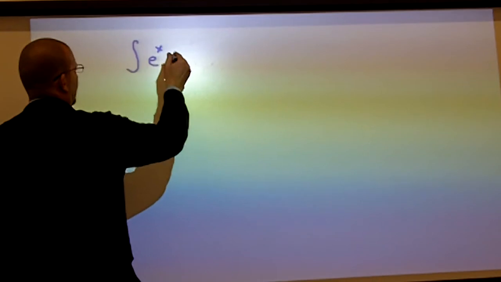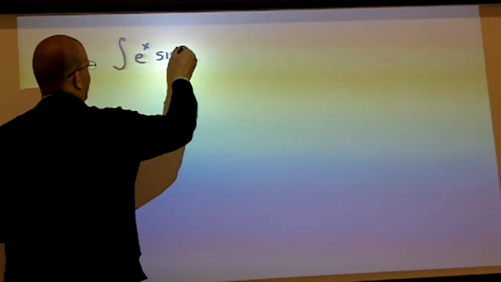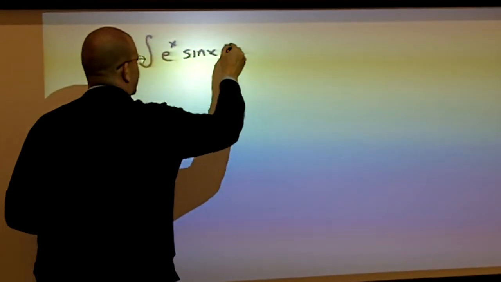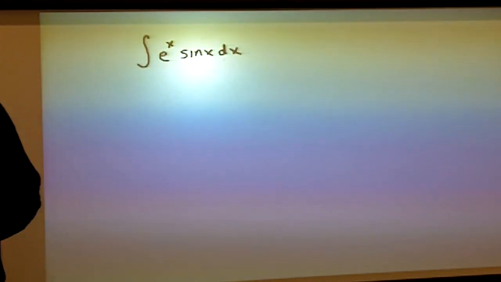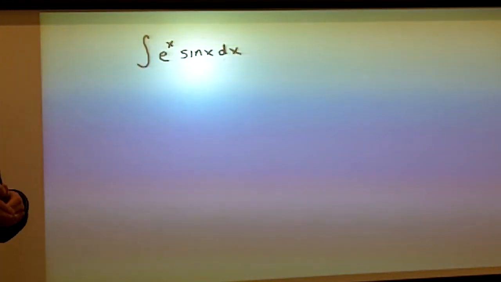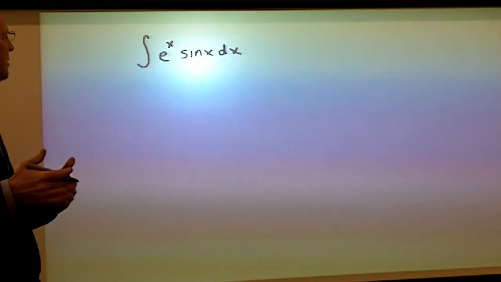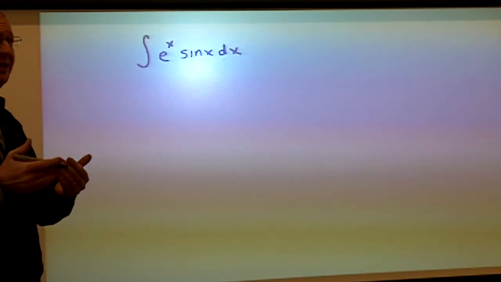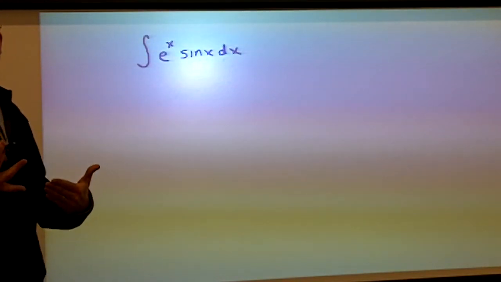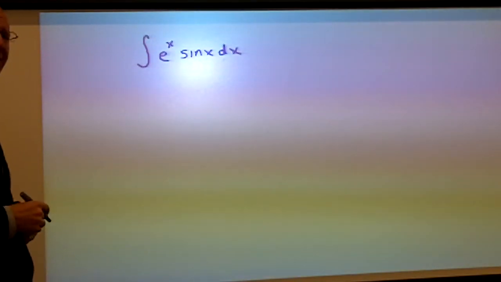Here we go. So we're going to go e to the x sine x dx. Now what makes this problem a little tricky is that we have to do the u-substitution, and then we're actually going to solve this without ever really solving it. Let's see what I mean.